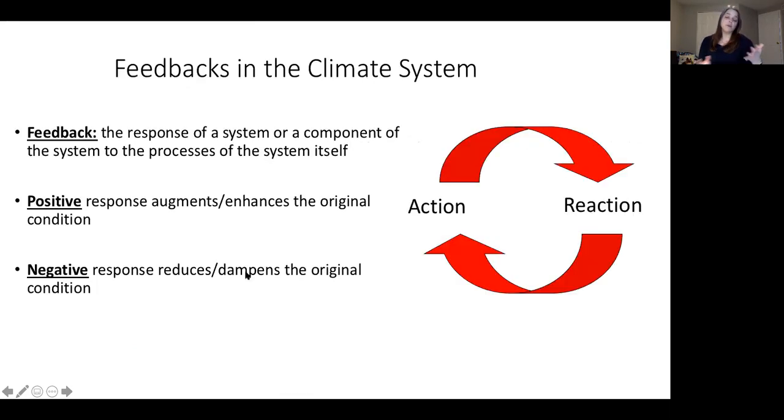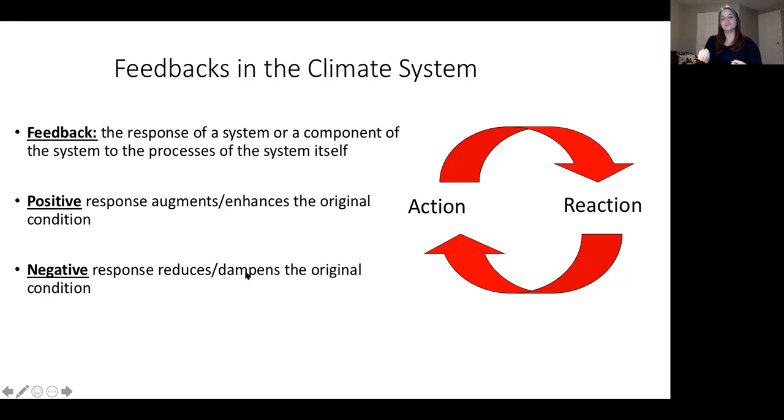Then, if that wasn't already complicated, we also have to consider feedbacks. We talked a little bit about that, where one input results in an output, and the output of one instance becomes the input to another system. We start to see that often in the climate system, and we can talk about feedbacks as that sort of action and then a reaction.